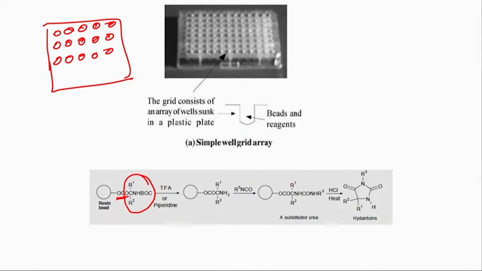This is very similar to the peptide chemistry that we have done, and this free amine can react with an isocyanate, and that will give you a substituted urea. And it is known that if it is heated with HCl, then a reaction takes place where this attacks the carbonyl and the resin is released. So, that makes 1, 2, 3, 4, 5, a 5 membered ring, that is called a Hydantoin.